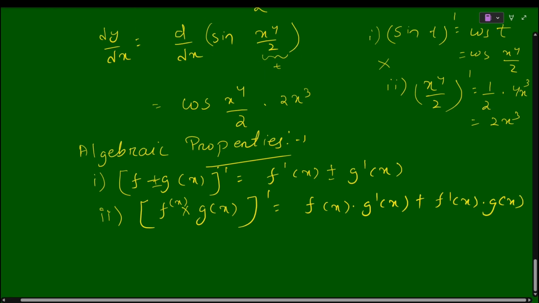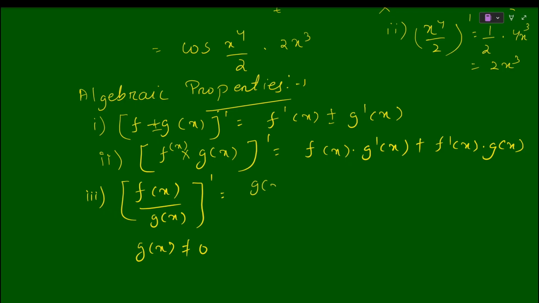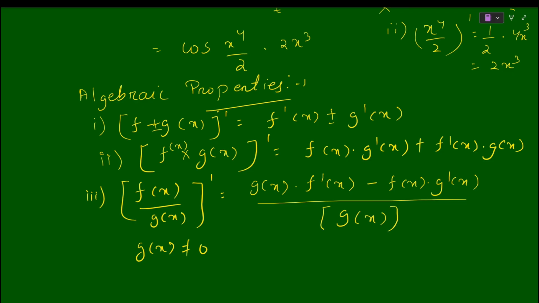Then another one, the derivative of f of x by g of x, where g of x is not equal to 0, would be g into the derivative of f minus f into the derivative of g, by g of x whole square.